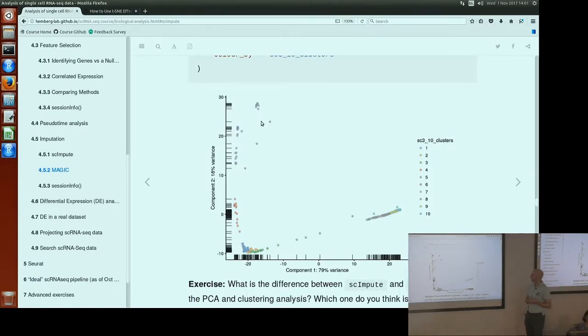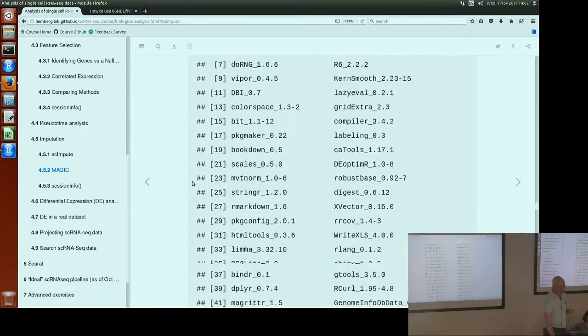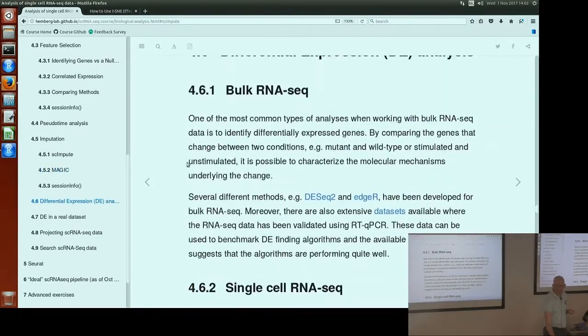So I've already given away the answer to the exercise, which is which one of these, SC impute and MAGIC, you would recommend, or if any one of them at all, and if so, why. I'll give you a few minutes to think about that before we move on to the next section. Questions?